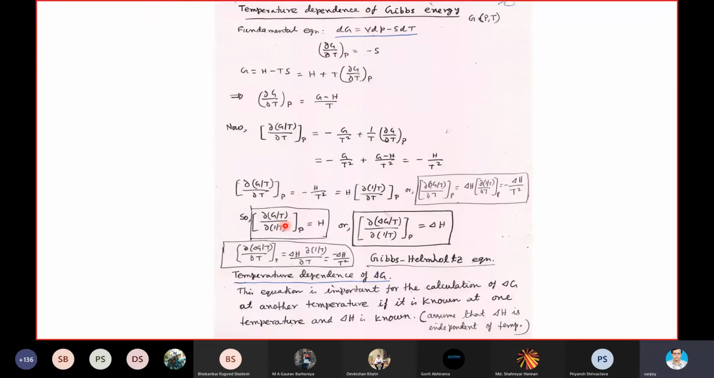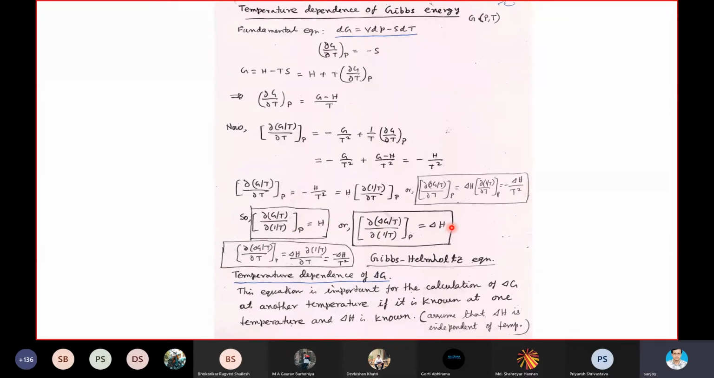Now you can get a similar expression for delta G also. Delta G means the Gibbs energy change for a process happening at a particular temperature. Now you change the temperature. What happens to the Gibbs energy change for the process? So the change in Gibbs energy at different temperatures for a process is also very important.